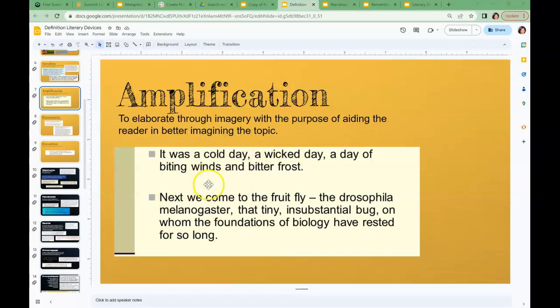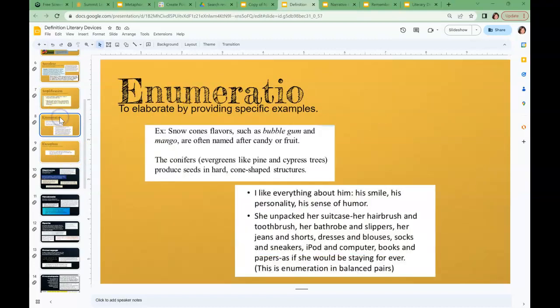And all that imagery helps us better understand the purpose, which is to express how crappy this day is. And so that's how amplification works.